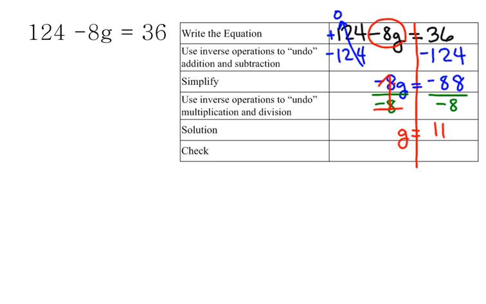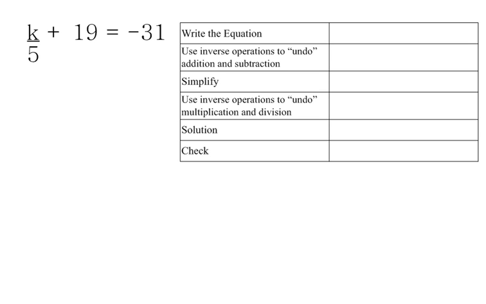So I think the answer to this problem is 11, but you have one more step to do, which is to check. And checking will look like this. 124 minus 8 bubble equals 36. And what are you going to fill in that bubble? Well, we're going to fill in 11 because we think g is 11. I'd like you to finish this checking tonight, have it complete on your notes tomorrow.